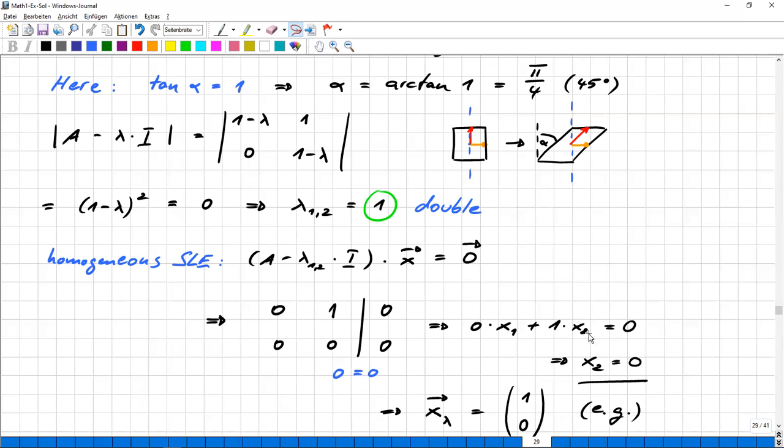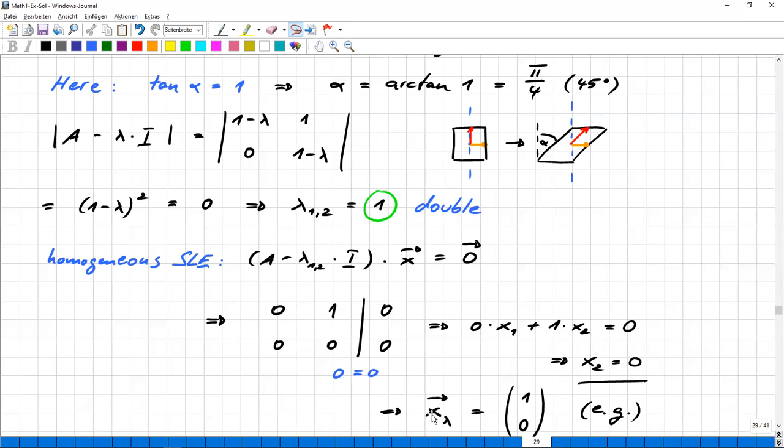Okay, now in this case it's done because the first component just disappears, 0 times x1, it goes away. Everything that remains is x2 equals 0, and that's all. Because if this is the general solution of this SLE, it means that every vector which fulfills that its second component equals 0 is an eigenvector to this eigenvalue. So this was a simple example just for you to get into the topic.